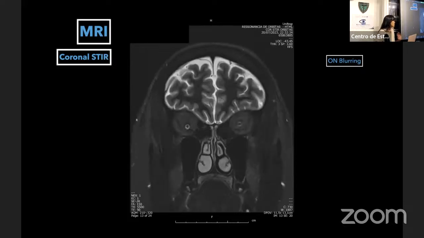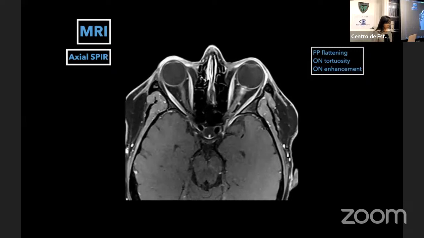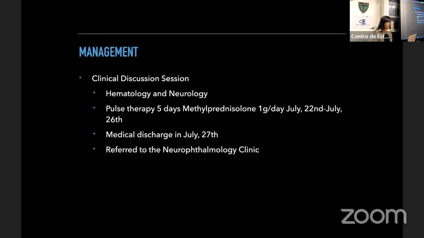And it becomes normal next to the chiasm. And in this spur, we can also see posterior pole flattening, optic nerve tortuosity, and optic nerve enhancement. So for the management, the hematology team asked for our in-consult, and they asked for neurology in-consult also.